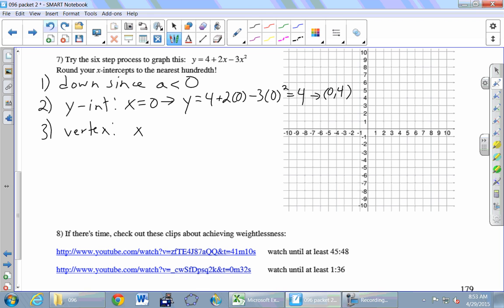And in order to find the vertex, we have a brand new fancy formula to find the x-coordinate of the vertex. What is that fancy formula? Negative b over 2a. Go ahead and crunch those numbers together. So what do we get in this case? Negative b becomes -2 divided by 2 times a, which is -3, right? Okay, so we'll reduce this. That's -2 over -6, which becomes +1/3.